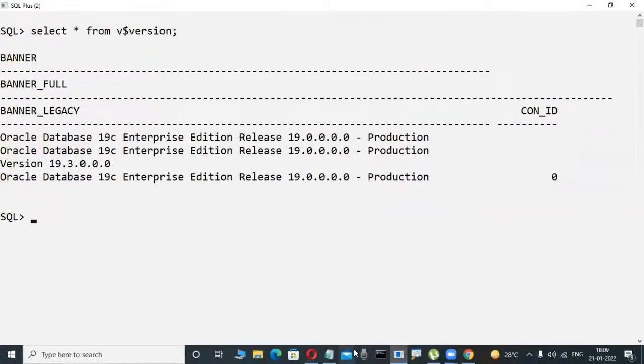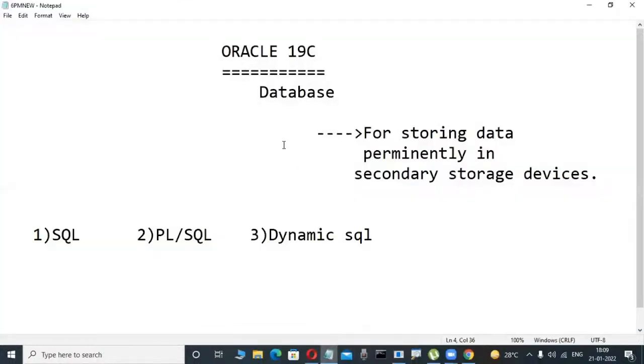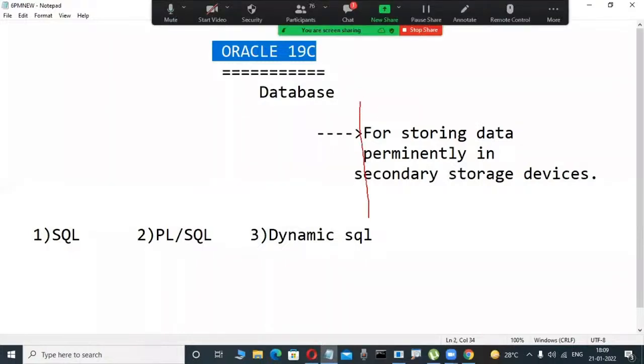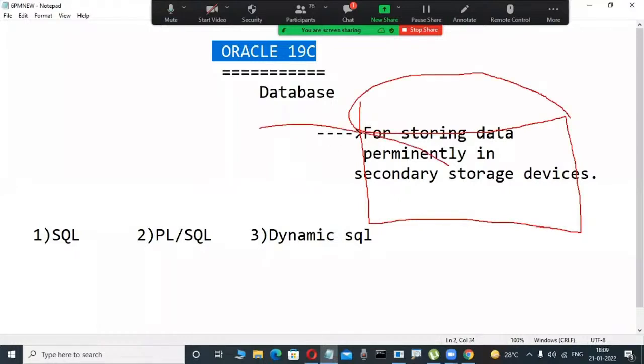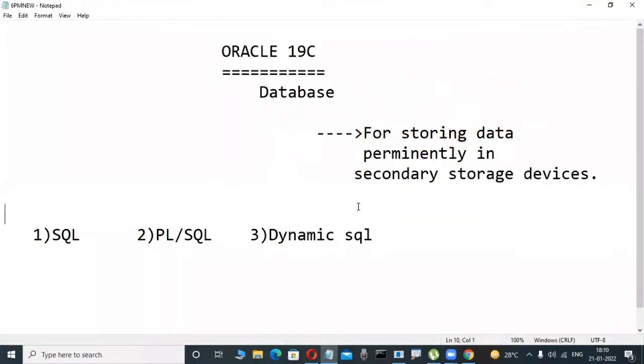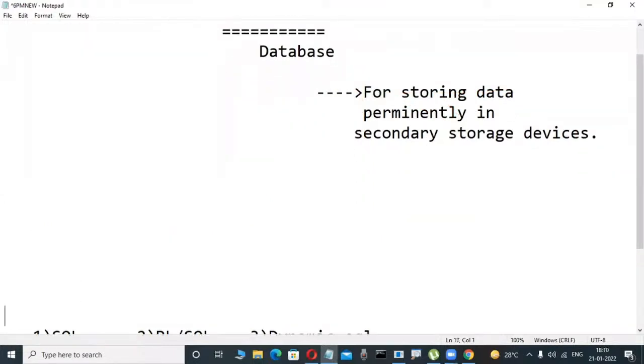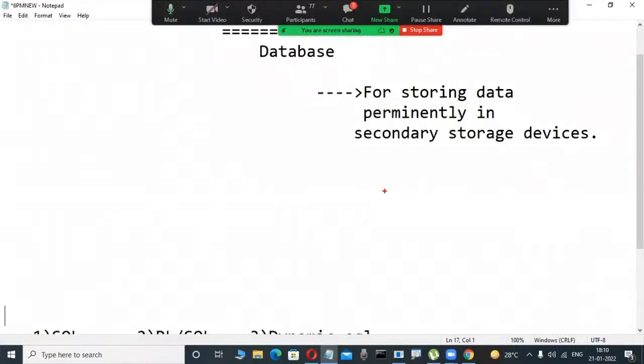What does this database mean? Once we install the Oracle software, some place is automatically created on the disk. In this place, we permanently store data. These types of databases are relational databases, and these database software have been available from 1970 onwards.